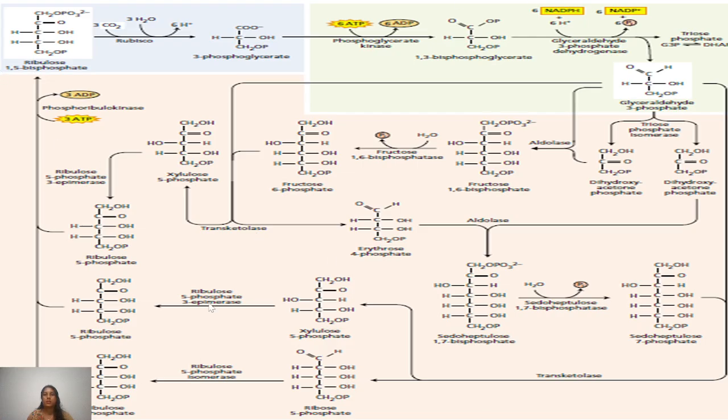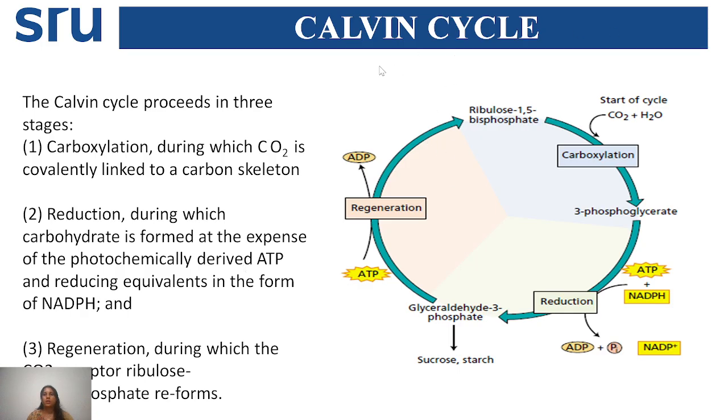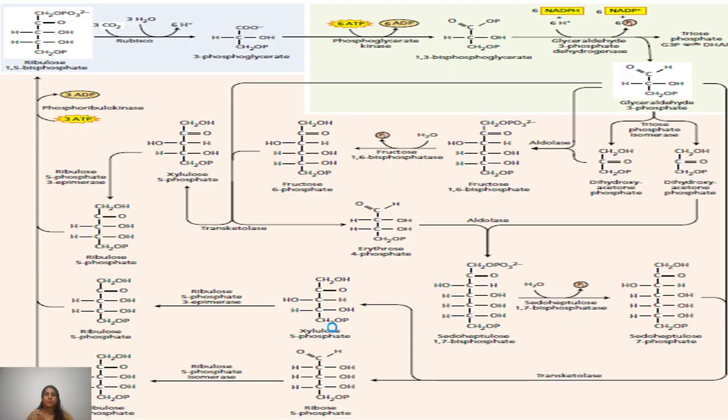All these steps take place in the Calvin cycle. After this 3-phosphoglycerate, it will come back again as Rubisco through intermediates. A lot of intermediates will come, so there is no need to memorize them. Just try to understand the basic steps: carboxylation, reduction, and regeneration.